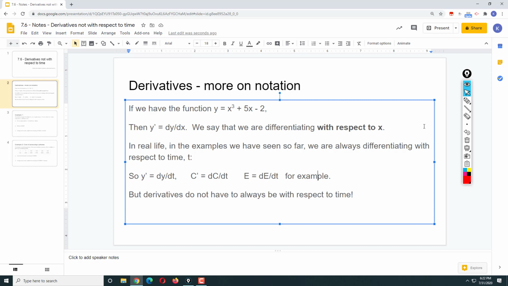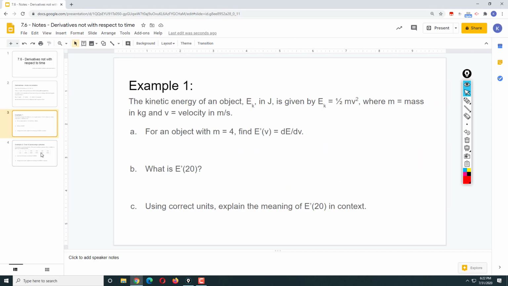Let's look at two examples in which we're not differentiating with respect to time. Instead of dc over dt, we have dc over dx, or dc over something else, not t. Example 1. The kinetic energy of an object, Ek, in joules, is given by Ek equals 1/2 mv squared, where m is the mass in kilograms and v is the velocity in meters per second. In your last homework, you used this equation, but you looked at dE over dt and dv over dt. We're not going to look at those in this problem.